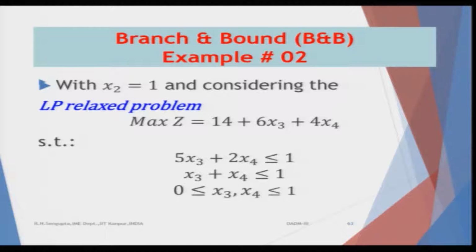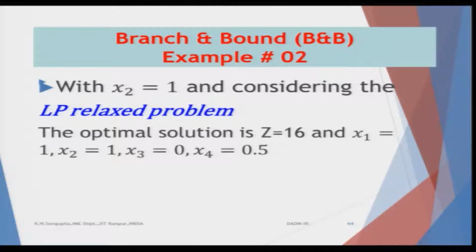When you relax it, the relaxed constraint which is more important for us to highlight is this one. So, you have an LP problem formulation, you solve it. So, with x 2 as 1 and considering the LP relaxed problem, you solve it and you get the answers accordingly. X z is 16, x 1 is 1, x 2 is 1, x 3 is 0 and x 4 is 0.5. So, x 1, x 2, x 3 are fine, x 4 which is 0.5 is not binary, we have to basically branch it again accordingly.